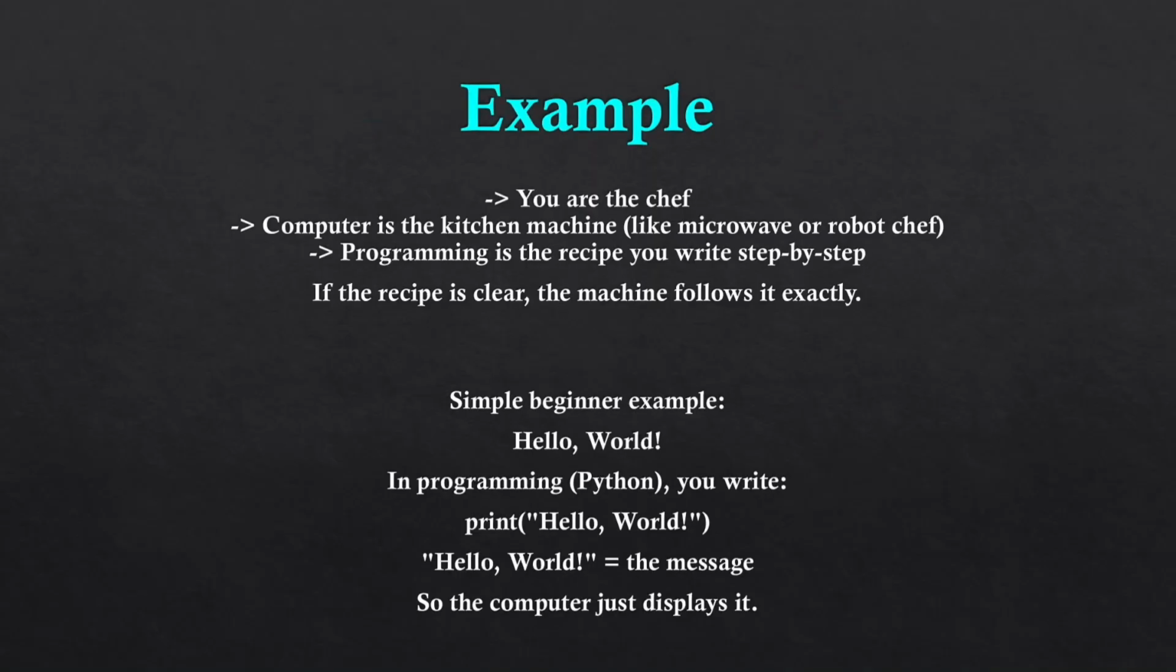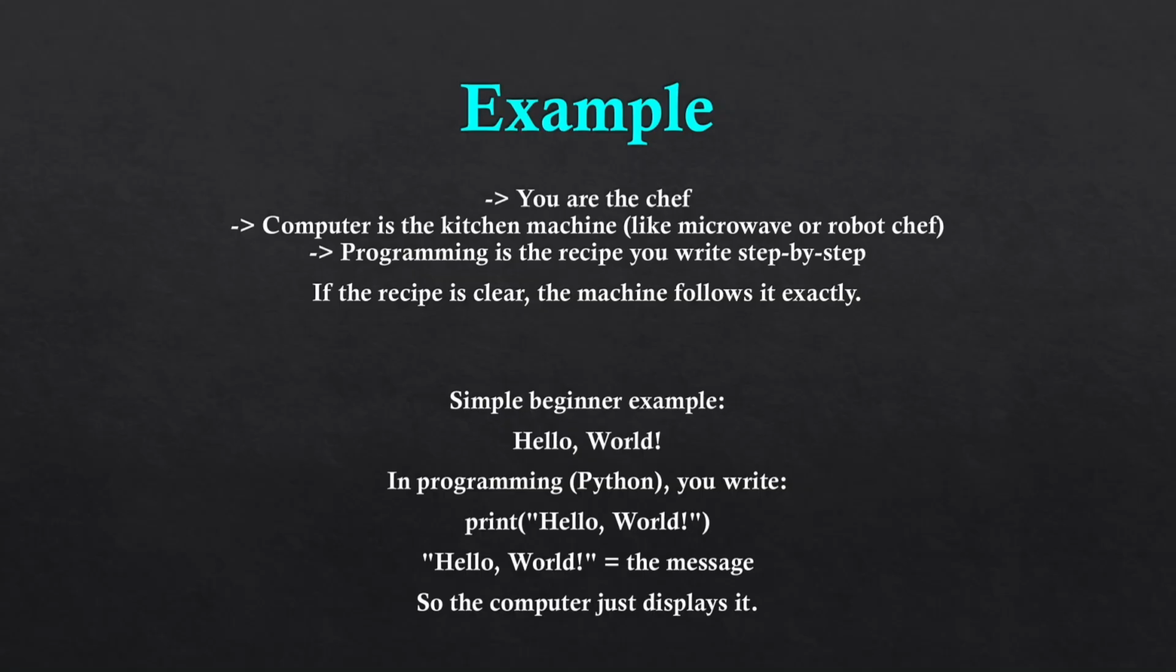Now, let us move to an example you can think of. Suppose you are the chef and your computer is the kitchen machine. Now, programming is the recipe which you write step by step. You are giving the recipe of your food to the computer so that it can make it. So until and unless your recipe is clear, the machine won't be able to perform it.